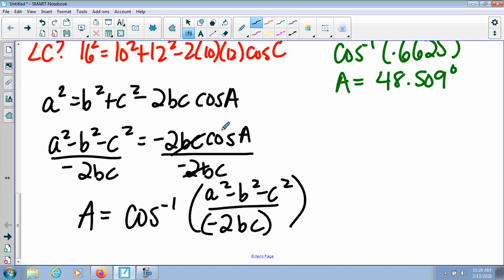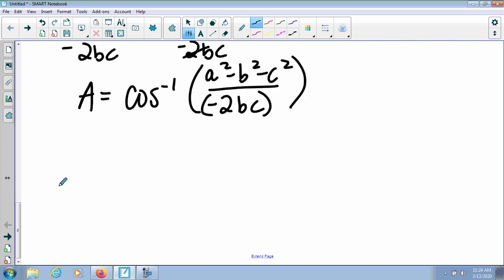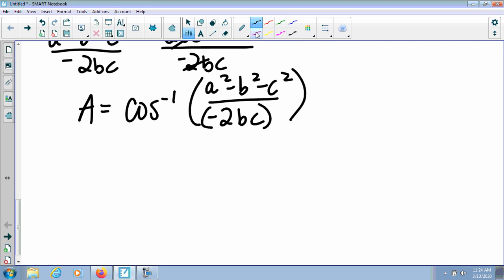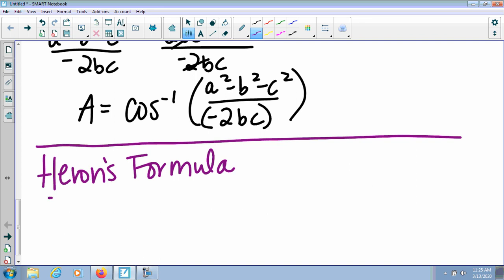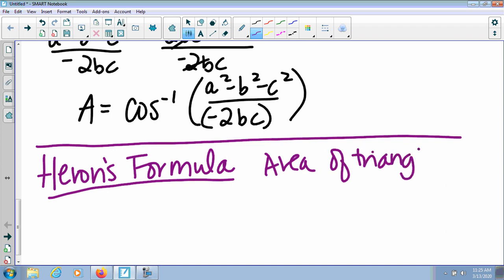And now we have one more formula. This one's really just kind of strange. It has a weird name too. Some man probably gave this the name because it was his name, not just because he was a man. This is called Heron's formula. So Heron's formula will give you the area of any triangle, if you have all three sides.